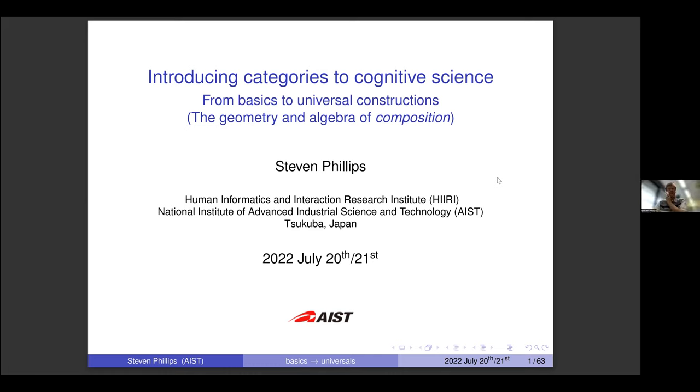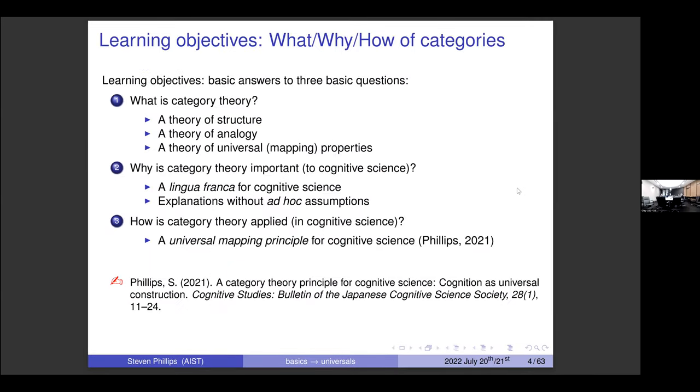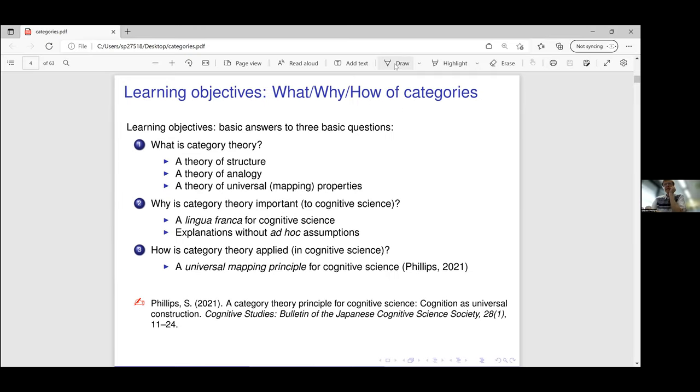Going back to yesterday, we're going to introduce category theory from this dual view of both geometry and algebra. And it's really the interplay between the two views that's of interest here, not just one or the other. Just recapping the learning objectives, the three basic questions: whenever you introduce category theory, almost the immediate response is, well, what is category theory? I introduced two of the three possible views. One is a theory of structure. And what I meant by that is that the category theory view of the world tends to regard everything in terms of arrows.